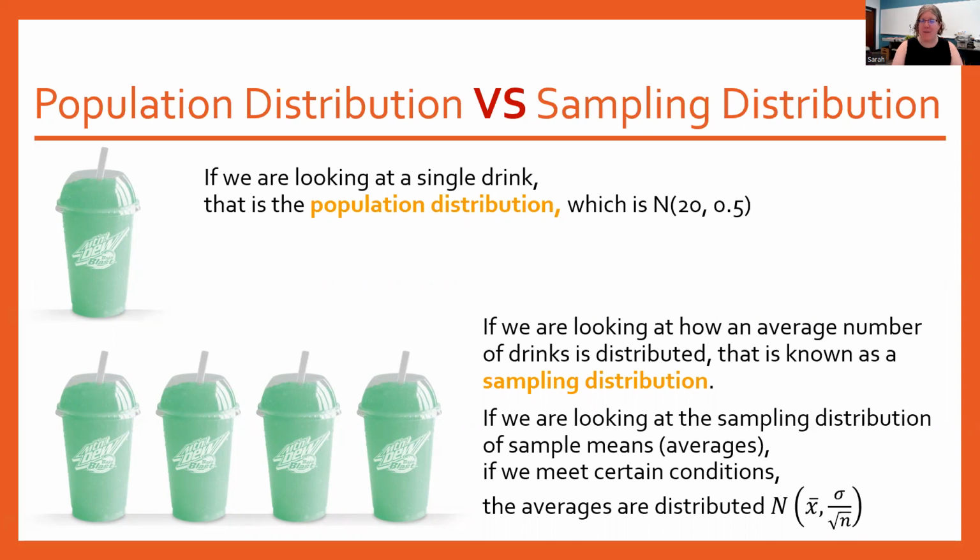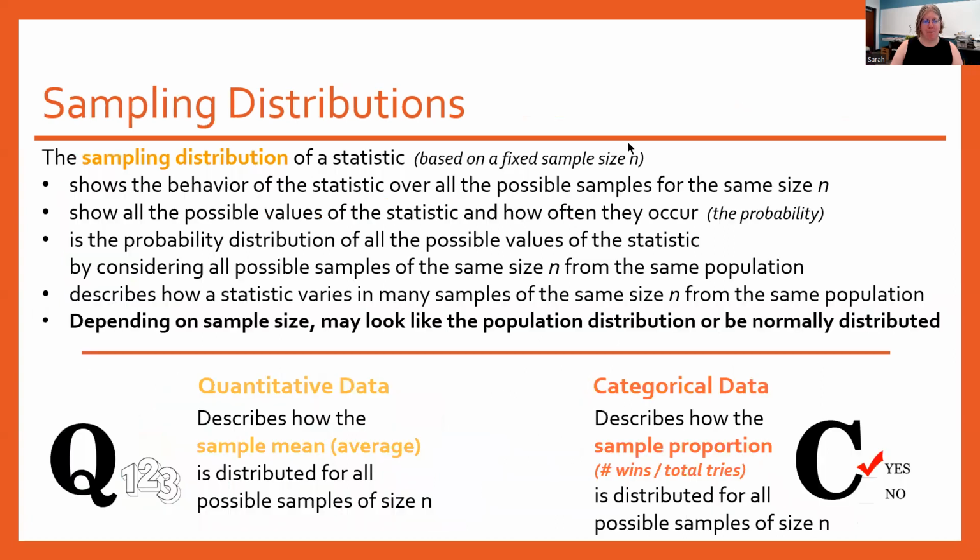Which is the title of chapter 15. So, we're going to start defining this term now. If we're looking at the sampling distribution for sample means or averages, and if we meet certain conditions, those averages are going to be distributed normally, same mean. That's why both of these had a mean of 20, but the standard deviation is going to be divided by the square root of the sample size. That's why my standard deviation changed from that single drink to that average of 50 drinks. And we're going to take a look at where that comes from once we finish defining the sampling distribution idea.